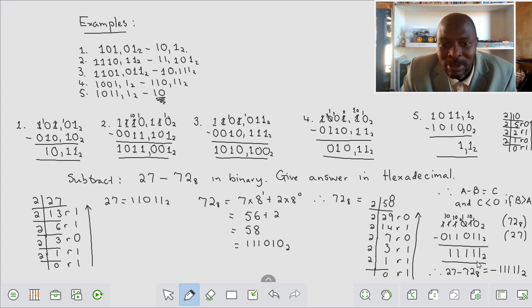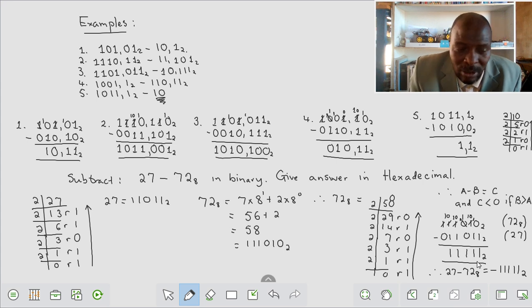So I hope this was a little bit useful. What I want you to be aware of is that you can be asked to deal with numbers in different bases, and then be asked to do that calculation in binary, and then give your answer in something else. So we are not done here, because our answer is supposed to be in hexadecimal.